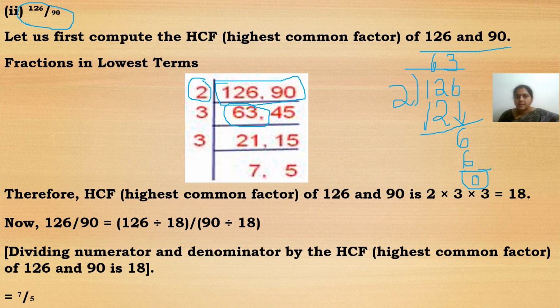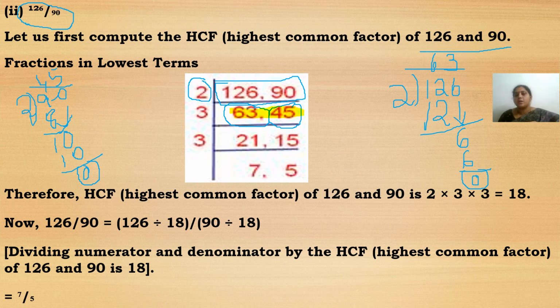And 90. 90, how many times does it go in the 2 table? So how many times does it go? 2 4s are 8, remainder is 1, so carry forward and bring 0 down. How much is the number now? 10. It is 2 5s are 10. It is also dividing the number exactly. So what is your number here? Your number is 45. Now you have to check both the numbers 63 and 45.